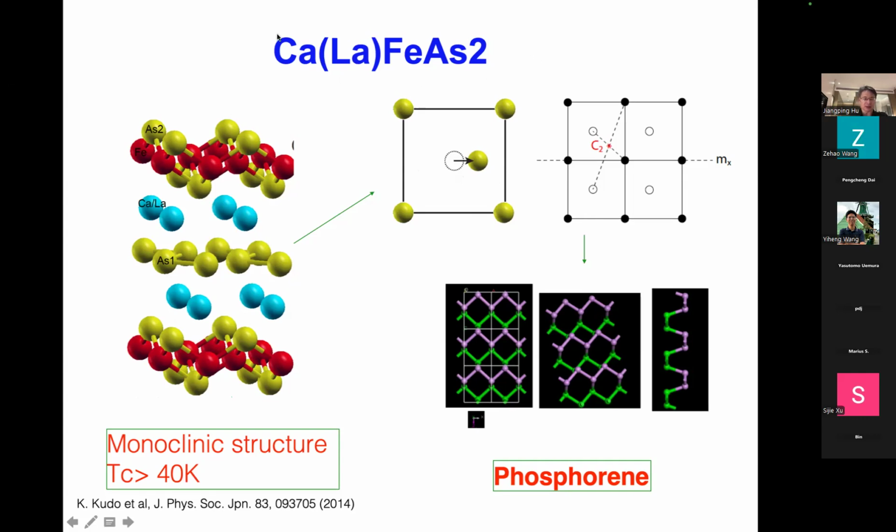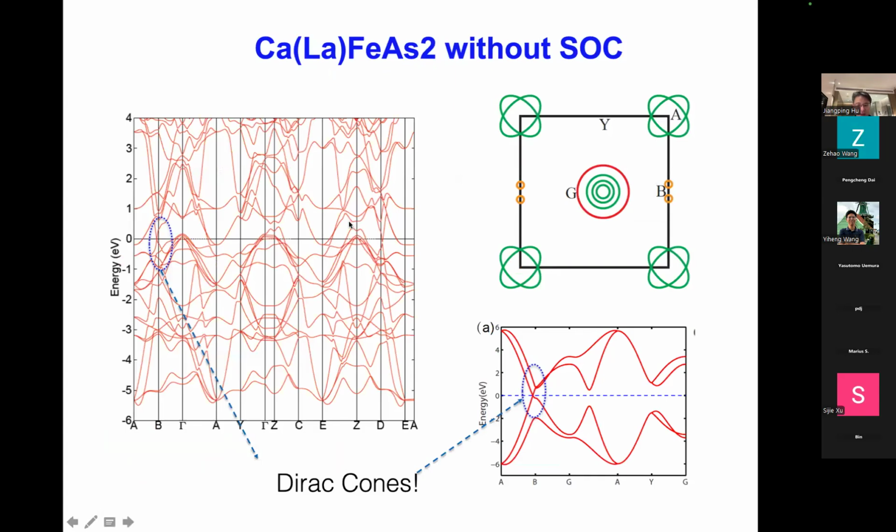And this material has about 40 Kelvin superconductivity. So this additional arsenic layer also provides some bands in the system. And you can notice that there is a Dirac cone near the Fermi surface. The Dirac cone is located at the zone boundary, at the X point. If you illustrate it, these are the Dirac cones, and they come from these additional arsenic layers.